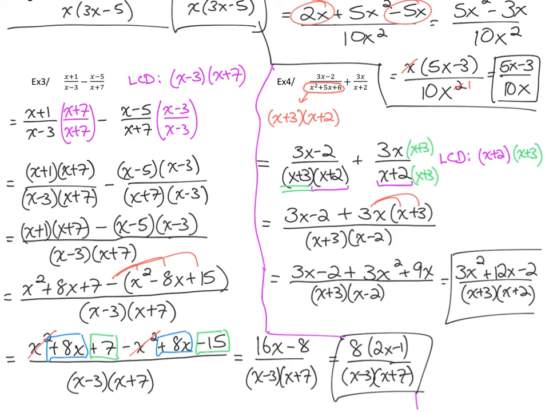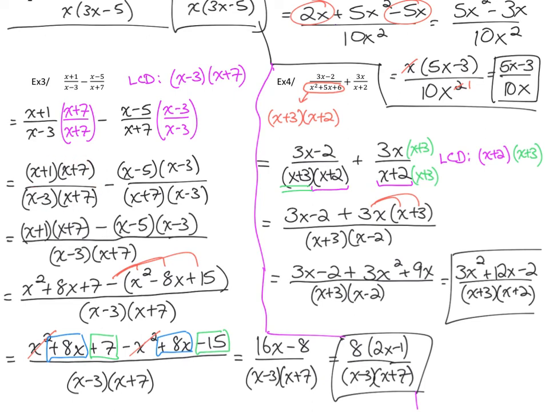All right, there's a lot on this page that wasn't there before. Let me go over it real quickly. So in this exercise here, there are 2 different denominators, and we need each of these denominators to be part of the LCD. So you'll multiply the first fraction by x plus 7 over x plus 7, the second fraction multiplied by x minus 3 over x minus 3.